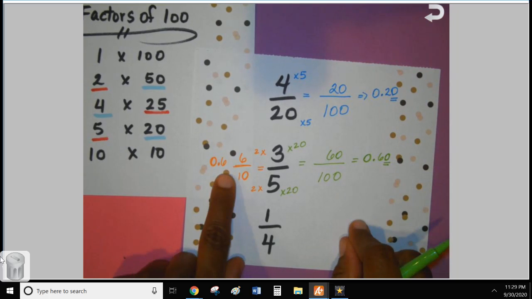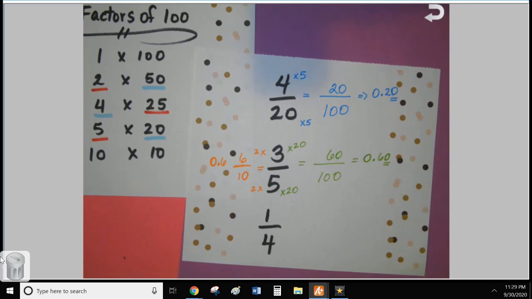Remember, 6/10 and 60 hundredths are equivalent. As you can see, these are all equivalent fractions and they're equivalent decimals. So anytime you get 5 or 2 as your denominator, you can just multiply and make them 10 instead of going all the way to 100.